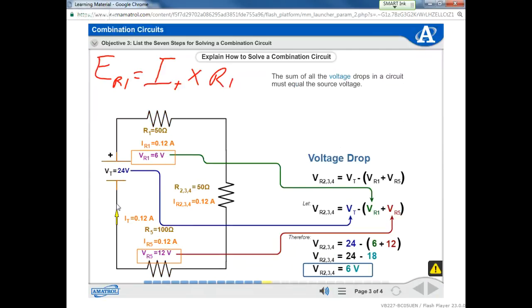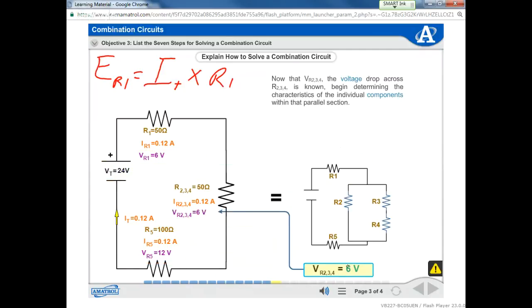The sum of all the voltage drops in the circuit must equal the source voltage. That's what we just discussed. V sub R2, 3, 4, the voltage drop across R sub 2, 3, 4 is 6 volts. Click on the value to place it into the schematic. All right, there we go. Now that V sub R2, 3, 4 is known, begin determining the characteristics of the individual components within that parallel section.